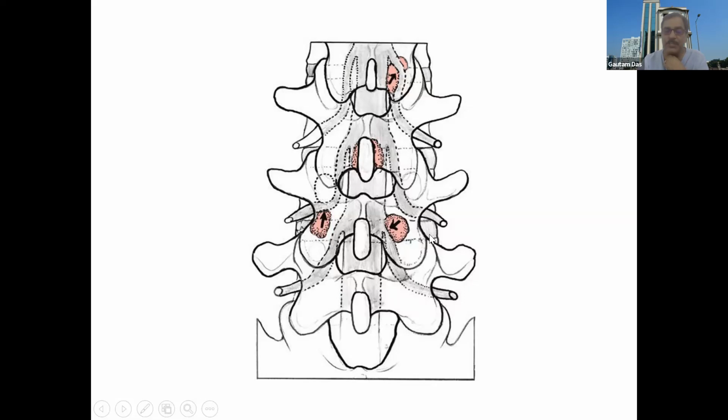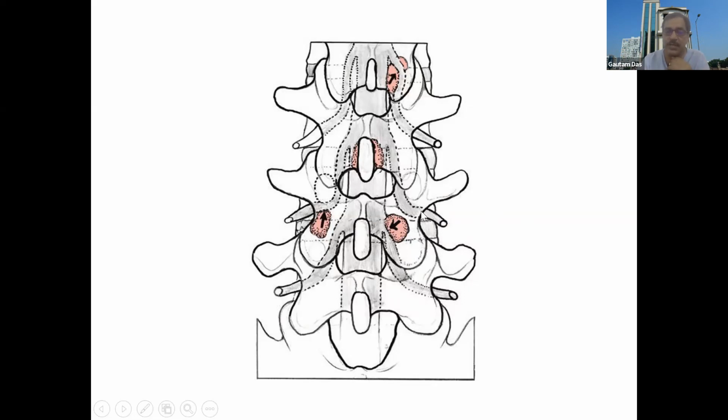That means you see, at the level of the L4-5, there are two nerve roots. One is here, another is here. One is exiting, another is traversing. So at each level, there are two nerve roots coming apart from the cauda equina fibers. Forget about it. The two nerve roots, one is exiting, another is traversing.